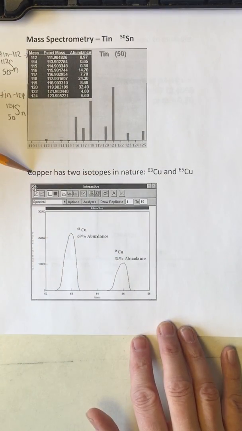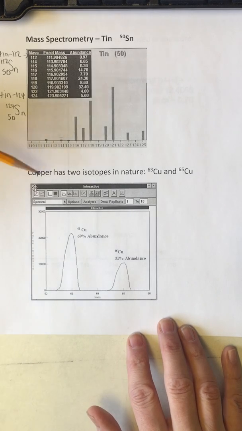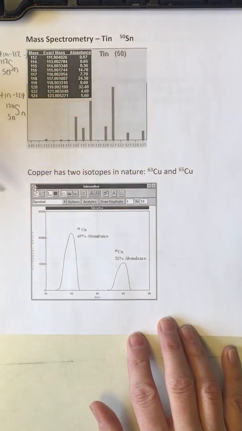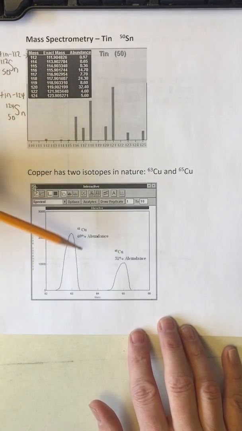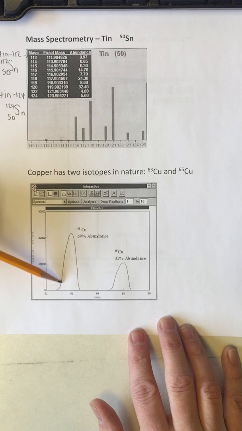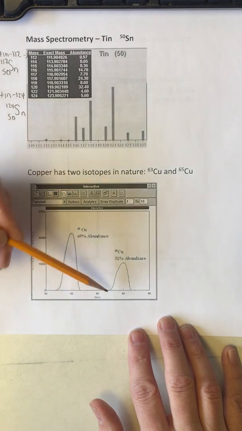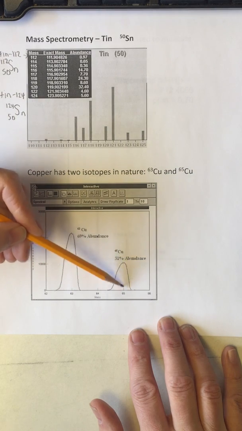Now here's a simpler element, copper. Copper really only has two isotopes that are generally found in nature, copper 63 and copper 65. And so this is a readout. Notice we get a big broad peak around 63, and we get a big broad peak around 65.